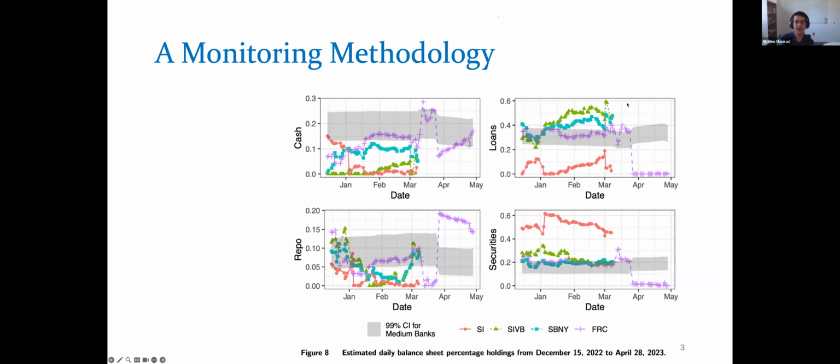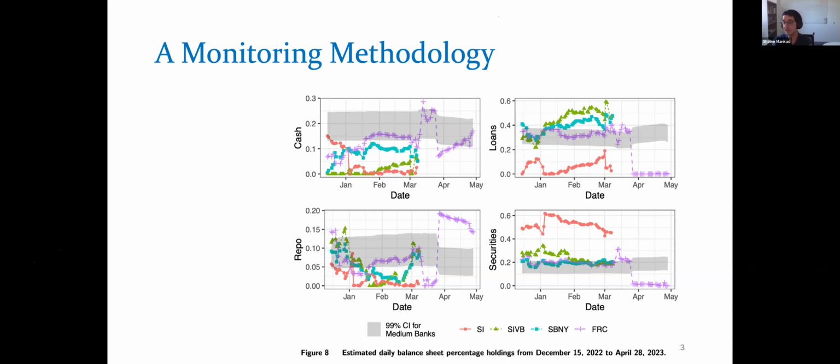And what I'm trying to show you is that the gray band you're seeing there is basically the mean. If you look at the banking sector for a comparable set of banks, that gray is the 99% confidence interval. And these four banks clearly fall outside of those bands, right? So they're doing something weird to be that unusual.